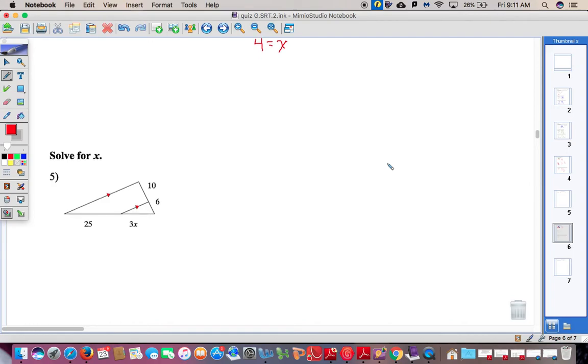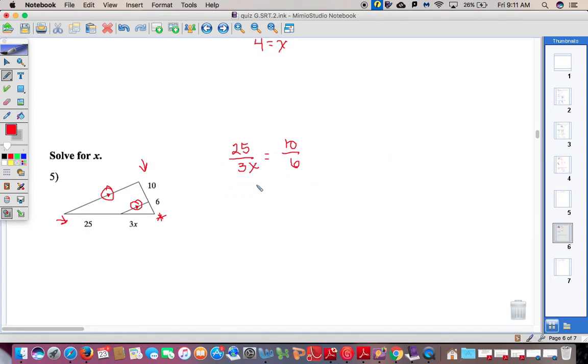The next problem is using the triangle proportionality theorem, and that says that if we have indicated that these lines are parallel to each other, that they intersect the sides in a proportional manner. So we can start by just setting up a proportion, and we can start with one side and just move to the common vertex here. So we can say that 25 divided by 3x is equal to 10 divided by 6. That is one possibility of setting this up.